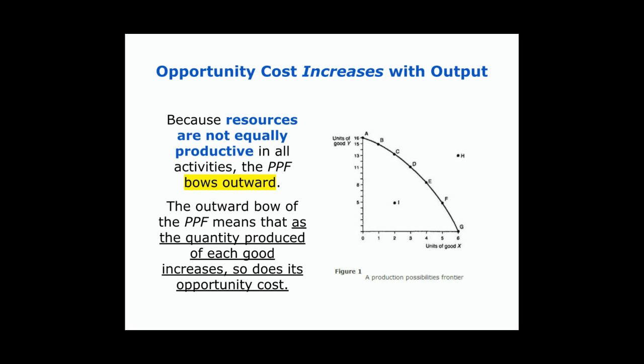And in that case, as I choose more of one good and less of another, the opportunity cost increases as I try to have more of a particular good. So one of the features of opportunity costs is that they tend to increase as we consume more of the good that we're choosing over time.